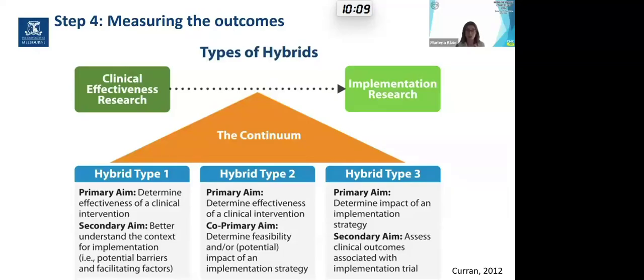A hybrid type 2 is when you already have some suggestion that this intervention works, but you're still requiring some more evidence. But you can take the opportunity then to also look at the impact of an implementation strategy, or perhaps be looking at some implementation outcomes. And then a hybrid type 3 is when we have a very strong evidence base. We know this intervention works, but then we're testing the effects of the implementation strategy. And the secondary aim is looking at the clinical outcomes.